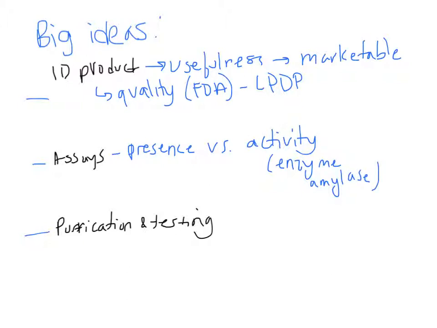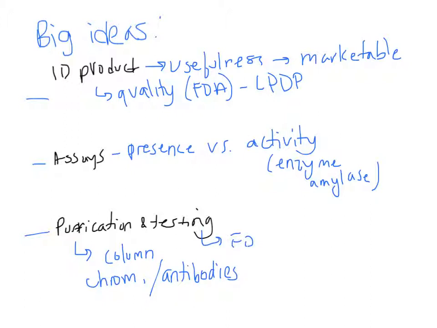And lastly, one of the major big ideas from this unit is purification and testing. So the purification was all about the sorting, using things like column chromatography, and we also talked about antibodies. And the testing, which relates back up to the FDA quality control. How do you know what you're doing is actually effective and it's not a placebo effect? So those are the three big ideas of this unit.